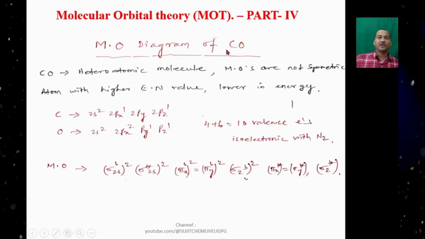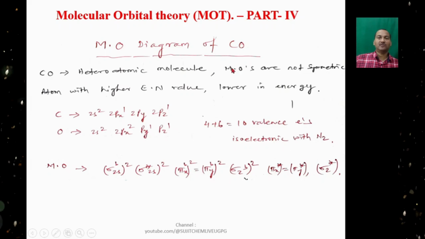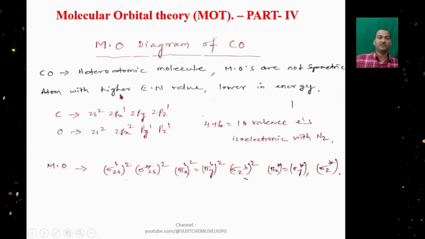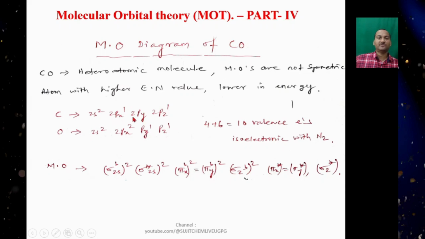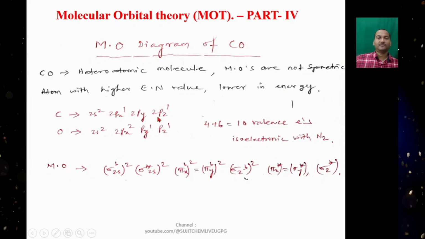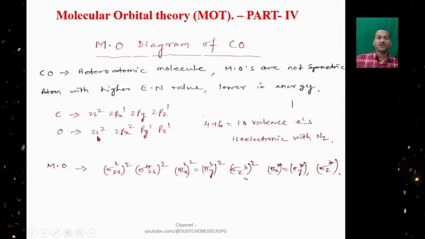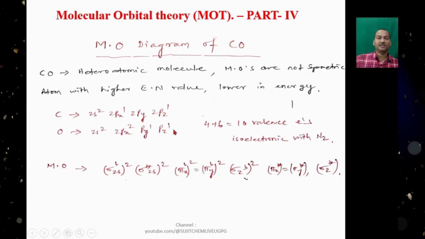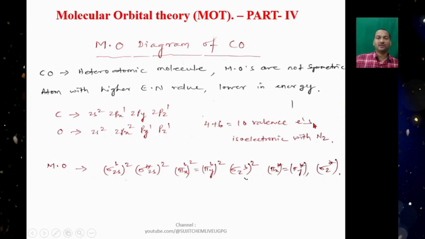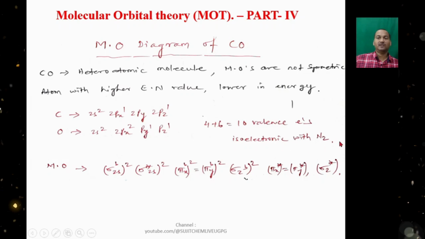So let's discuss the MO diagram of CO, carbon monoxide. This is a heteroatomic molecule, so the MOs are not symmetric. The atom with a higher electronegativity value will be lower in energy. Carbon's valence shell configuration is 2s2, 2px1, 2py1 and 2pz1, so we have only 4 valence electrons. And oxygen has 2s2, 2px2, 2py1 and 2pz1, so here we have 6. So 4 plus 6, a total of 10 valence electrons in the CO molecule, which is isoelectronic with the N2 molecule.